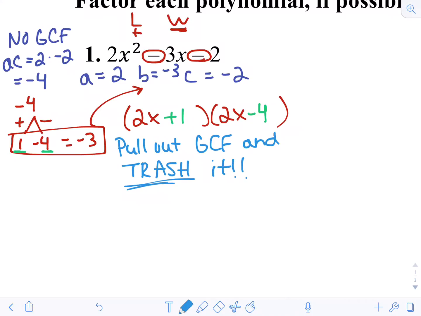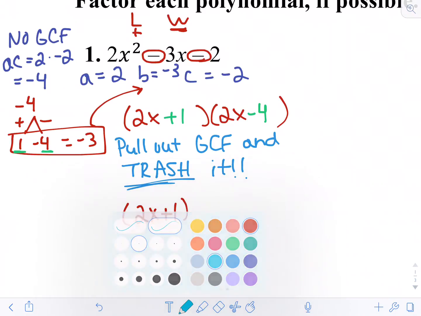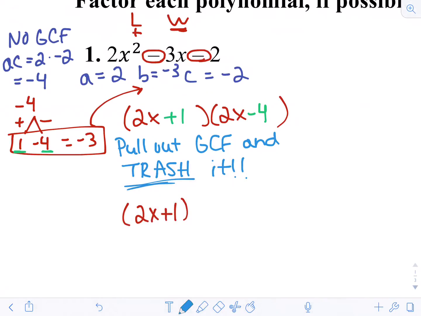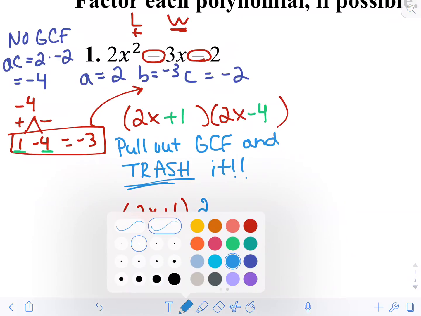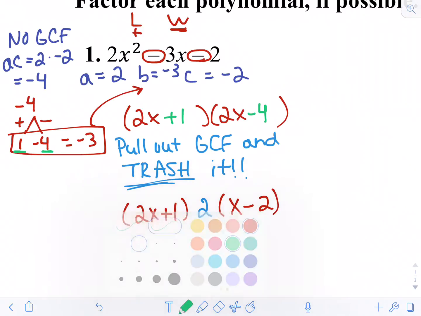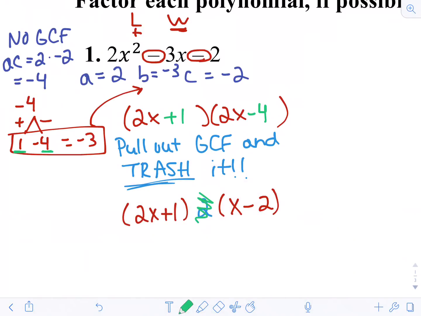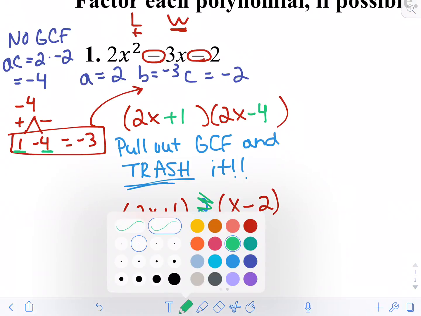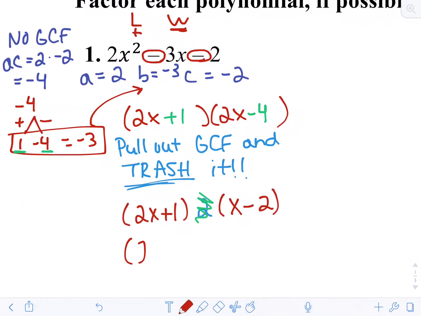Looking at the first one, there's nothing I can pull out. So for this first one, I just have 2x plus 1. Looking at this second one, I can pull a 2 out, so I'm going to put my 2 out here. And what that leaves me with is just x minus 2. Now, you're going to trash this 2. You don't need anything to do with that 2. So my final answer is just 2x plus 1 and x minus 2.